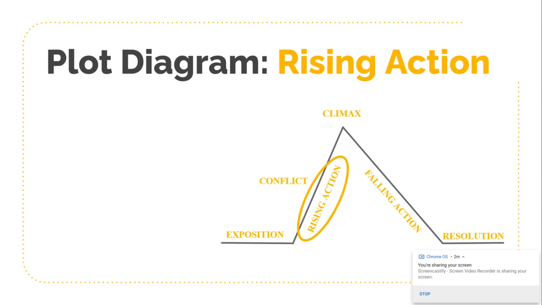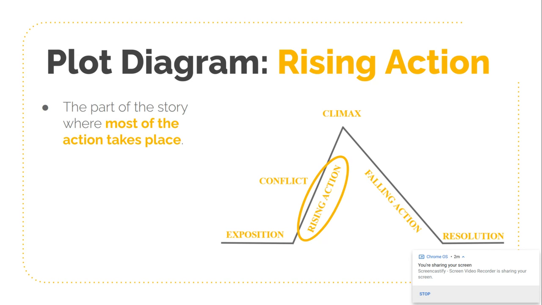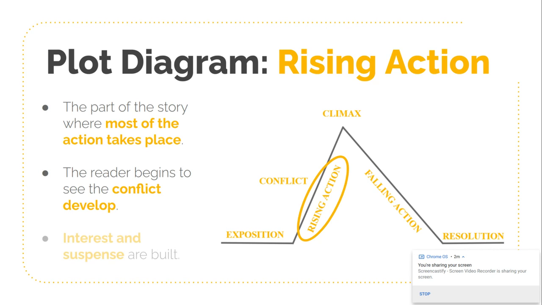Next comes rising action. Rising action is the part of the story where most of the action takes place. This is where you're going to see most of the events in the story. The reader begins to see the conflict develop because there are lots of little bits and pieces that are revealed over the story that feed into the problem the reader is going to find out about. And usually there are events that build interest and suspense. Just so you're aware, rising action is usually not just one event. It takes place throughout an entire story. So there might be a lot of different things that happen in rising action before you hit the next piece of the plot.